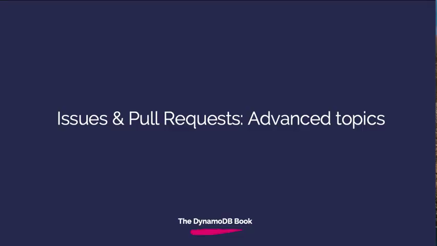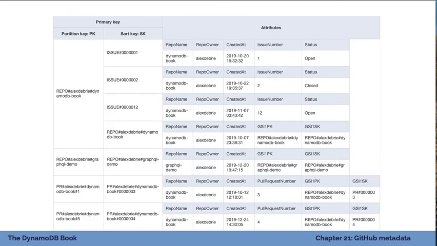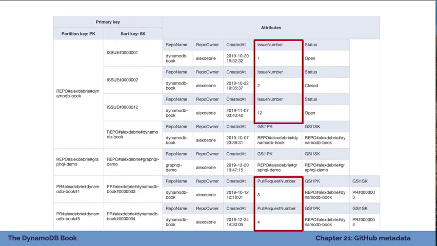All right, so we've done the basics for issues and pull requests, but there are some advanced patterns we need to cover here as well. 2 that I can think of. Number 1, auto-incrementing IDs, and then number 2, filtering on open and closed status for both issues and pull requests. So let's get started with that auto-incrementing ID. And if you go look at the items we have in here, remember we have those different issues, those different pull requests. You can see there's this attribute issue number for our issues and pull request number for our pull requests. Let's think about how that actually works.